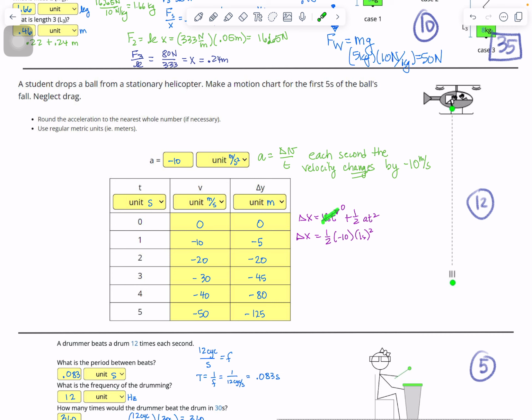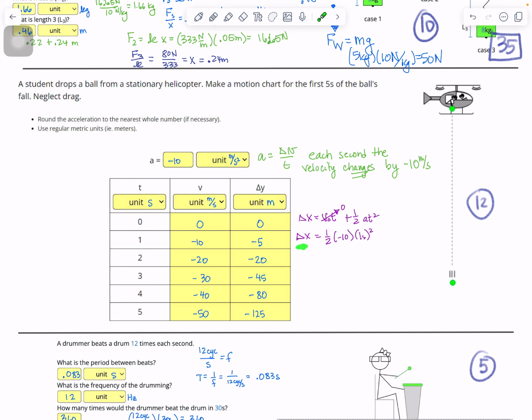So my initial velocity is always 0. And so for each blank, I'm going to use this equation. Delta x is 1/2 a t squared. Because if you think about it, just when I've dropped it, there's been no displacement. So this number has to be 0.